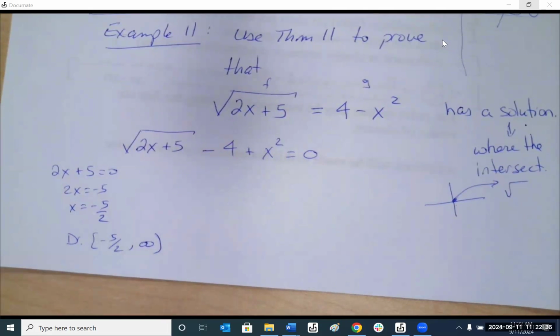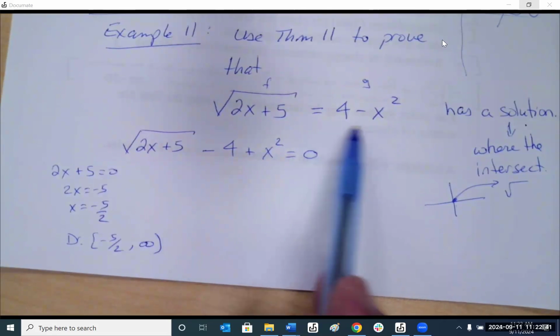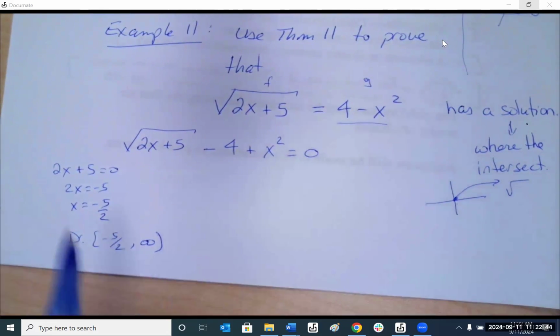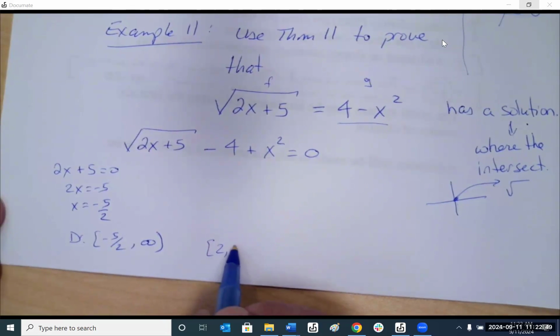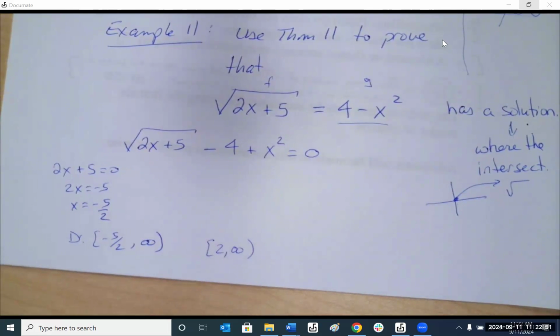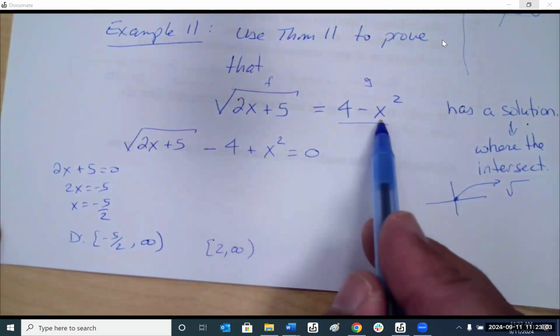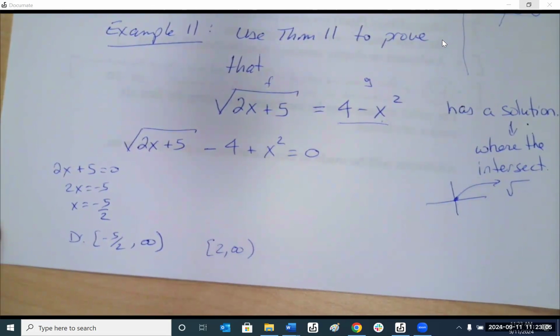How about for the other one? For this, the 4 minus x squared. What's the domain for this one? Two to infinity, yeah. So what do we notice about those? Even when we solve this, we get plus or minus 2. We can say that it goes from -2 to infinity now.